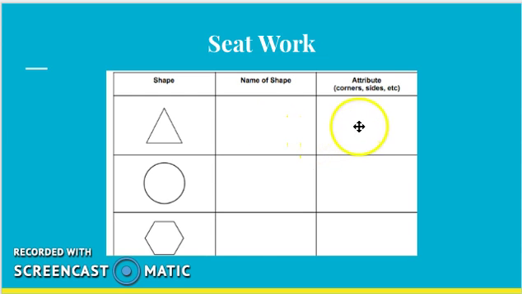The next thing that you're going to do is look at how many corners and how many sides the shape has. So for example, if we look at this triangle, we would say that there's 1, 2, 3 sides. So you would write 3 sides. If we think about corners, you would count 1, 2, 3 corners. So you would write 3 corners. So you're writing the number of sides it has and the number of corners that it has for every single shape. When you are done, you will put it into the red basket.